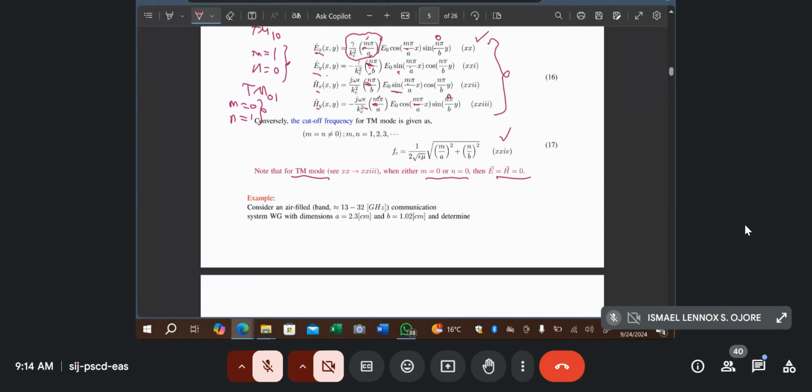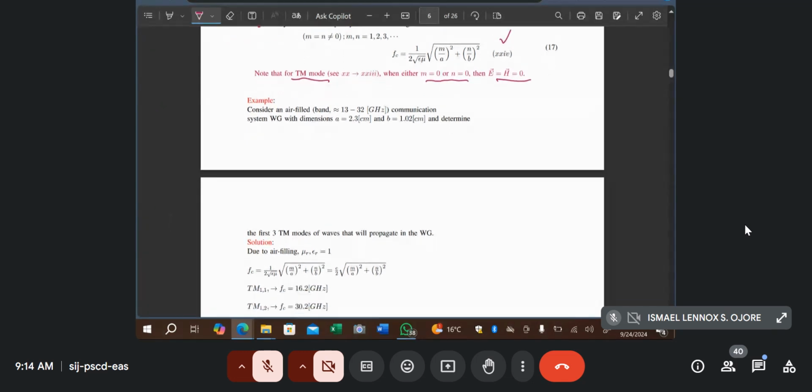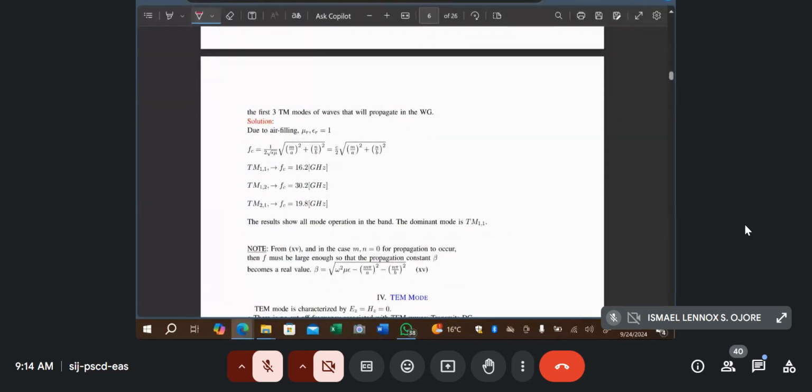So we want to consider another air-filled waveguide with certain dimensions. A is equal to 2.3, B is equal to 1.02. And determine the first 3 TM modes of wave that will propagate within the waveguide for that band that is given, about 13 to 32 gigahertz. Again, it's air-filled, so we just have mu r and epsilon r equal to 1.